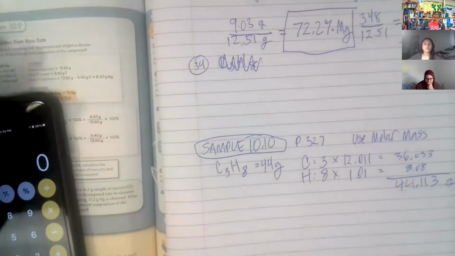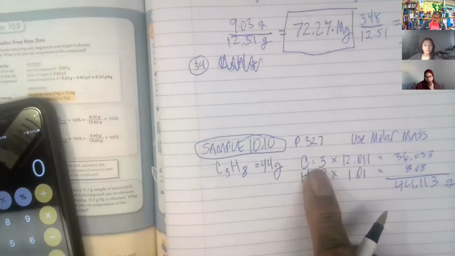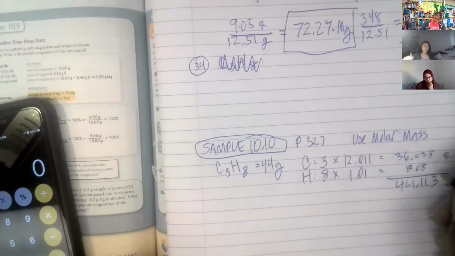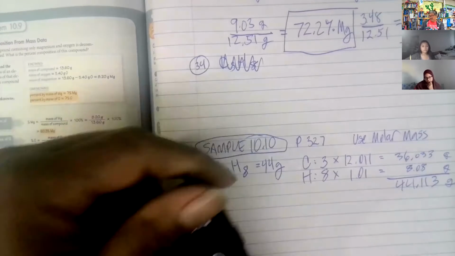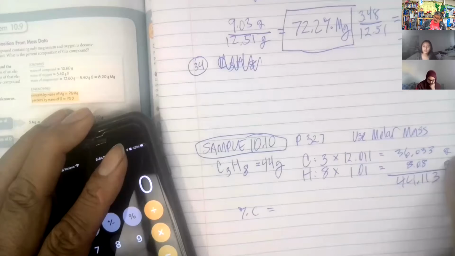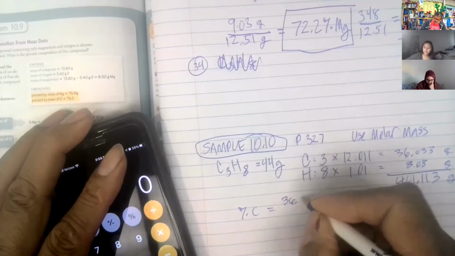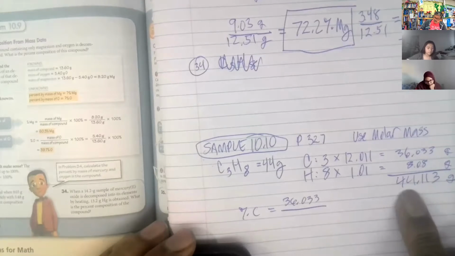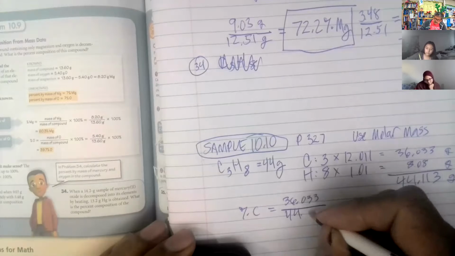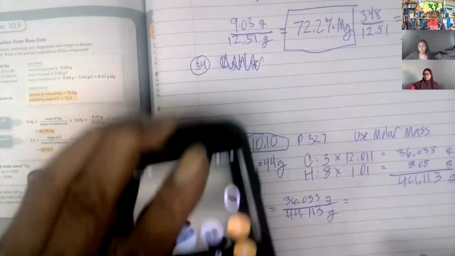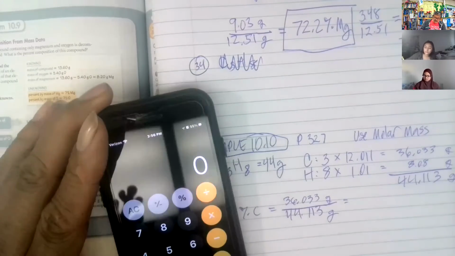Okay, if that's the case, then we have 36 grams of C, and now we have 8.8 grams of H. Remember, you've got to round off at the end. So to figure out the percent of carbon, you're going to take the carbon's weight, 36.033, and divide that by 44.113. This is grams and this is grams, so you get a dimensionless number, but we're going to express it as a percentage.